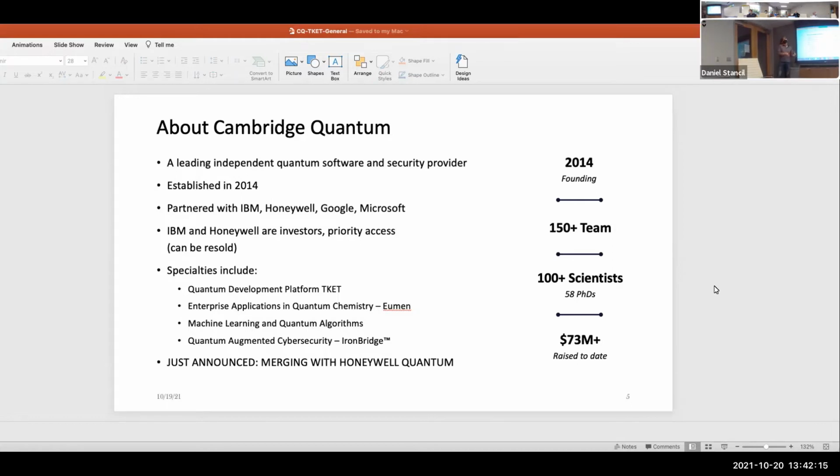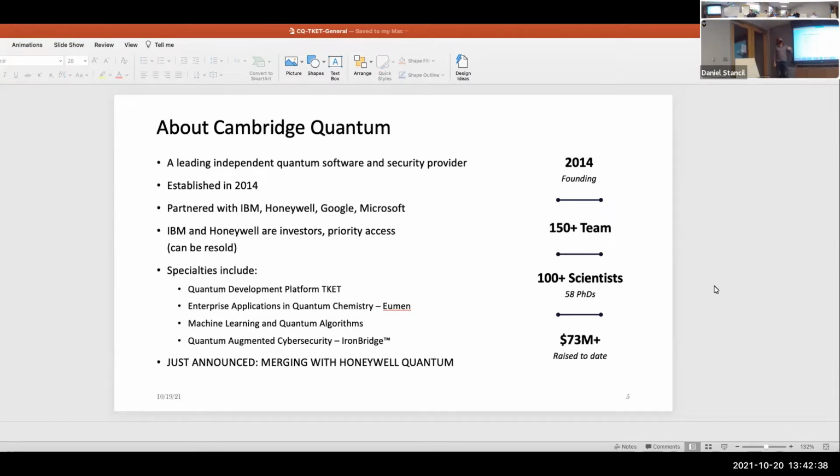We have focused exclusively on quantum software for the past 7 years. Because of this, we've established partnerships with all the major quantum hardware providers like IBM, Honeywell, Google, Microsoft, and such. We've become especially close with IBM and Honeywell. They invested in us, and I'll mention some of the advantages of that in a second.